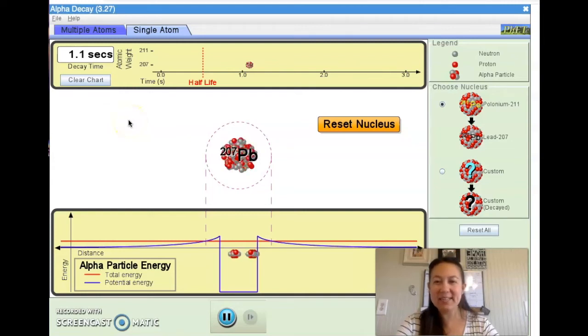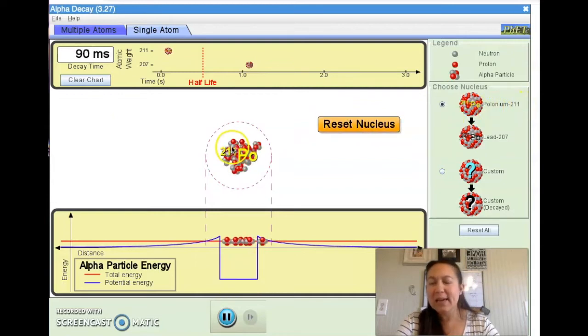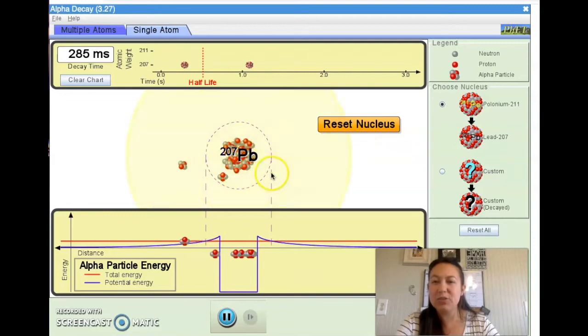Okay, so in this simulation, we saw the parent nucleus, that was polonium-211, and as these nucleons move around randomly, eventually it'll be able to shoot off a particle, an alpha particle, and we see from the key that that alpha particle is made of two neutrons and two protons. Now, because two protons were lost, this transmutates polonium into a completely different element, lead.